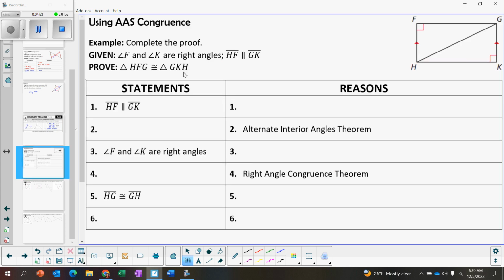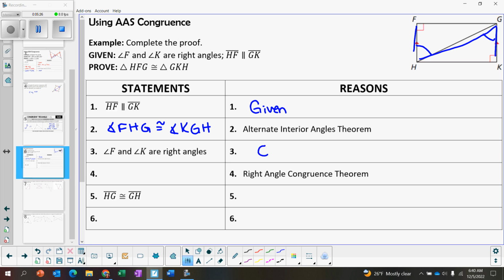So let's do a proof. We're given two things. First, we're given that segment HF is parallel to segment GK. So we're going to write "given." Those are my parallel sides, and I connect them with my transversal. These would be congruent angles, right? Like your alternate interior angle theorem. So it's angle FHG and angle KGH.